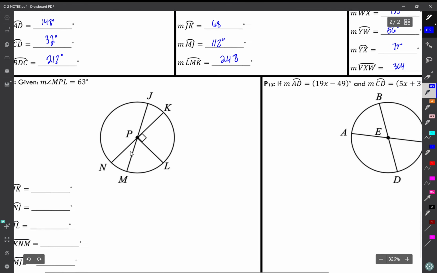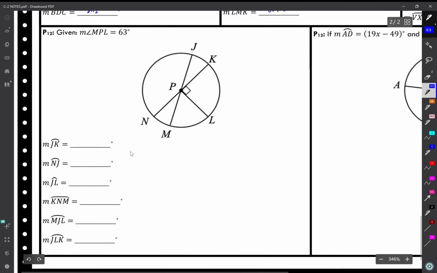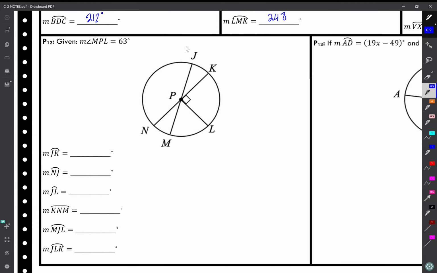Awesome. So, this one's a lot. Let's see. We're given that angle MPL is 63 degrees. So that means this is 63. This is 90. And then this is 90 minus 63, which is 27 degrees. Okay. Now these are vertical angles, so this is also 27 degrees. And then this is 180 minus 27, which gives me 153.